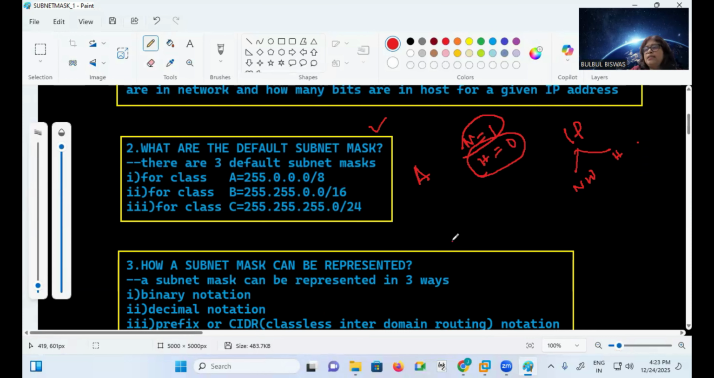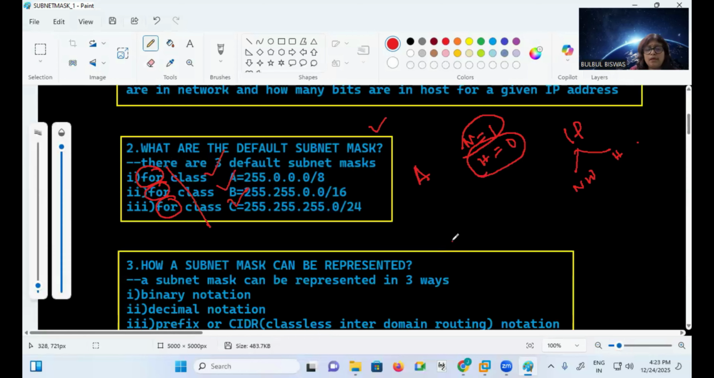So in the world, there are three classes, and for every class, there is a default subnet mask. For class A, 255.0.0.0. For class B, it is 255.255.0.0. And for class C, it is 255.255.255.0. Now you observe, I have given a 'for' over here, and it is very important. You have to understand. Later, I will explain why I have given it, and why I did not directly write it like that: class A, class B, class C.